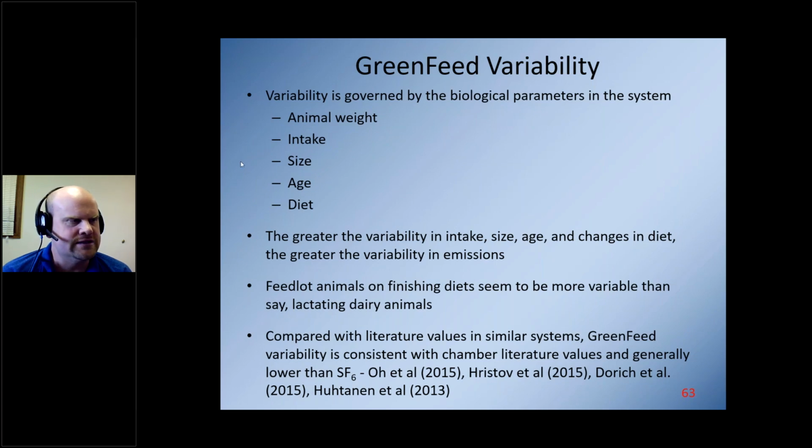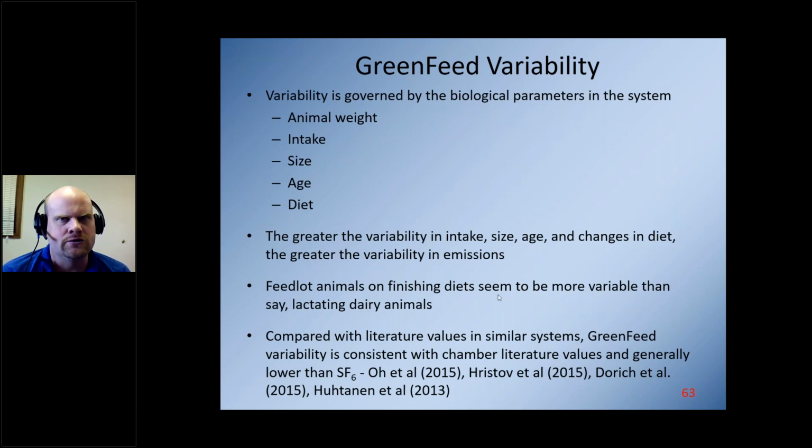Also, if you have differences in intake, size, diet, and so forth, many of these factors affect intake, which drives differences between animals. If you have more between animal variability in intake, the size of the animals or changes in the diet, there's going to be a greater variation in emissions.